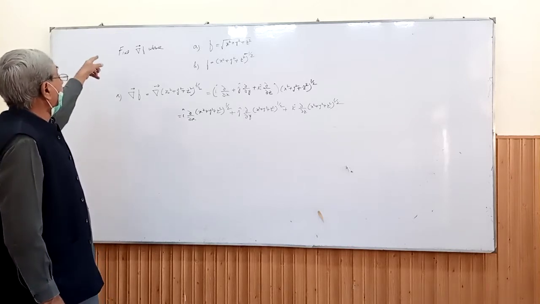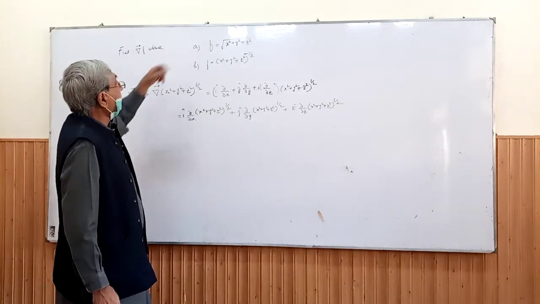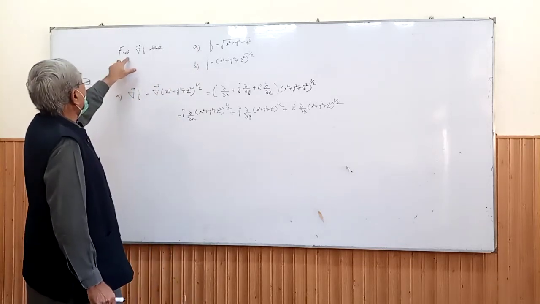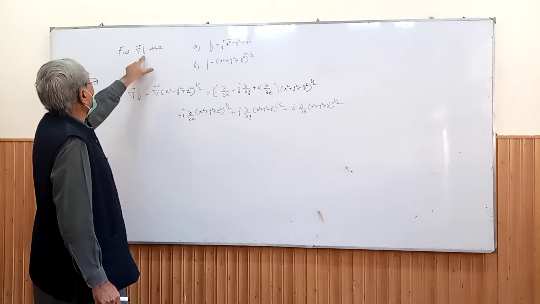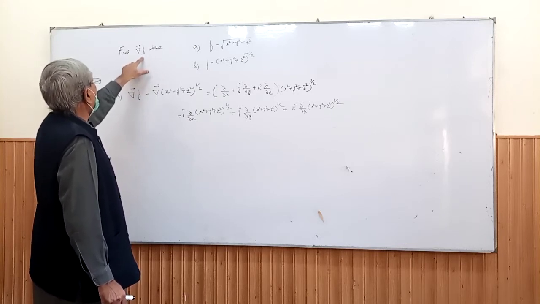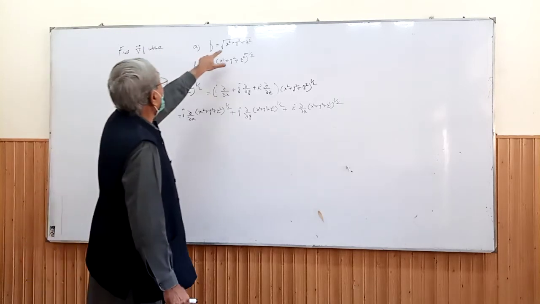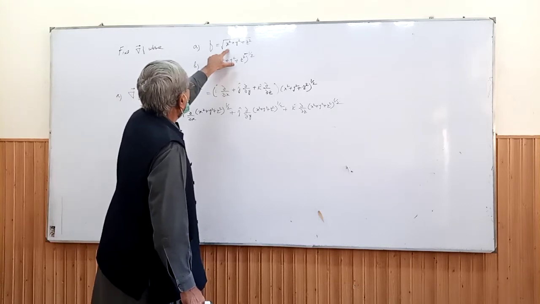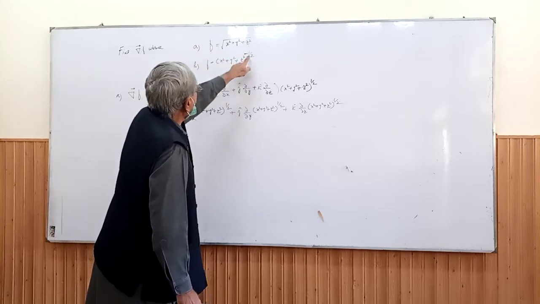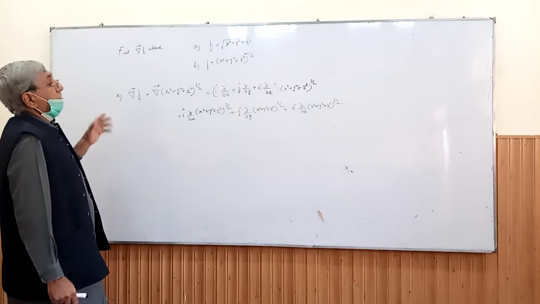The first example I have written on the board, which contains 2 parts, A and B. Here it says find del of f, where f is a scalar. It means you have to find the gradient of f, where in the first case f is this quantity with positive 1 over 2. In the second case it is with negative 1 over 2. Okay? So the solution is something like this.